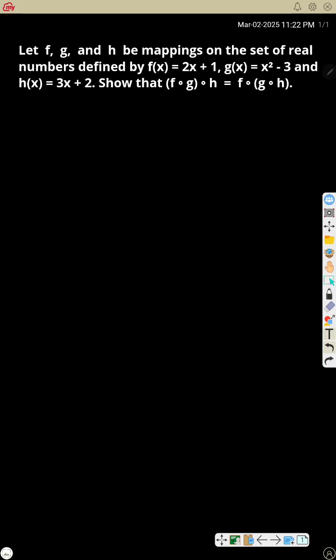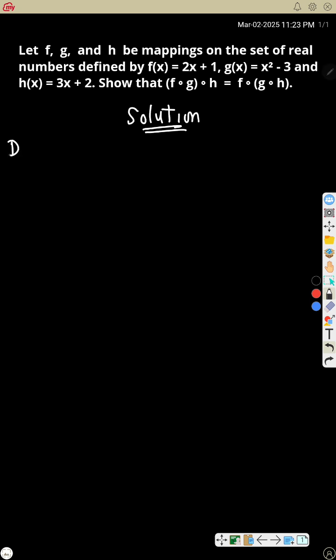Okay, this is another composite function. Let f, g, and h be mappings on the set of real numbers defined by f of x equals 2x plus 1, g of x equals x squared minus 3, and h of x equals 3x plus 2. Show that f of g in brackets of h is equal to f in brackets of g of h.